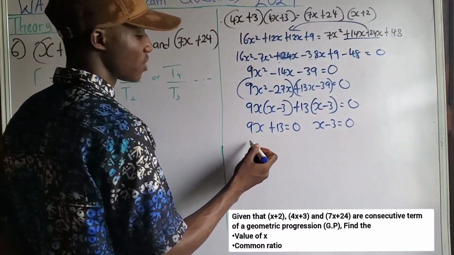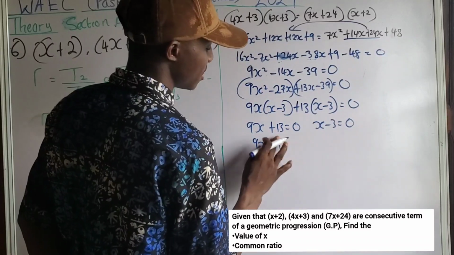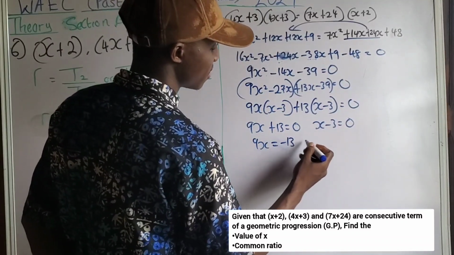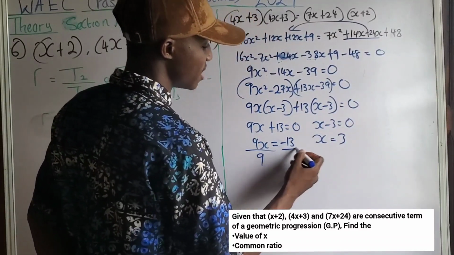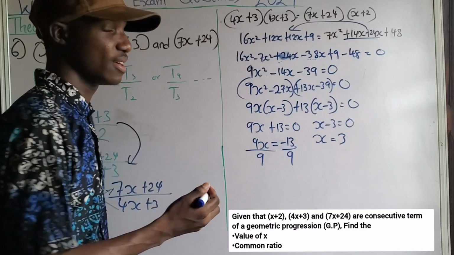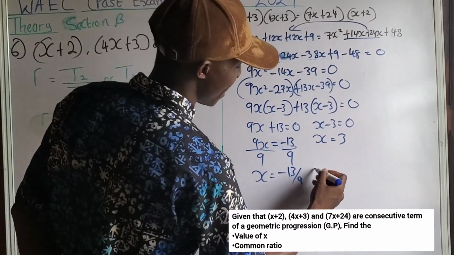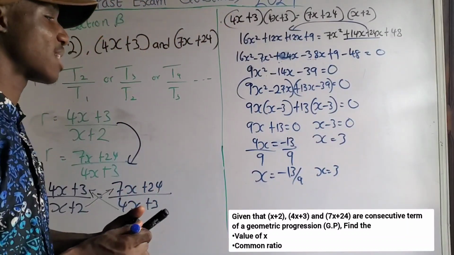Now, for this, I'm going to have 9x equals to minus 13, and x equals to 3. So to get the value of x here, I'm going to divide both sides by 9. So I'm going to have x equals to negative 13 over 9, or x equals to 3. Now, having gotten the values of x, they are these.